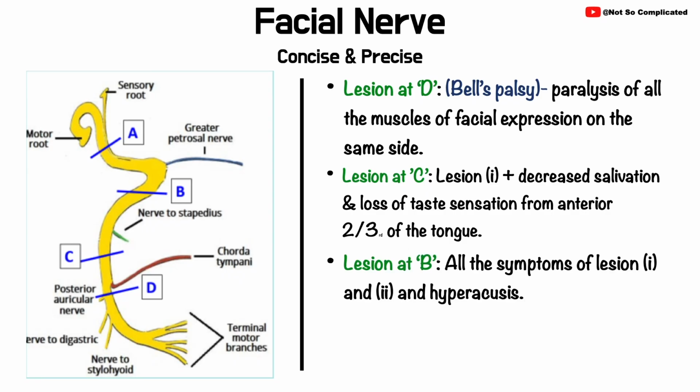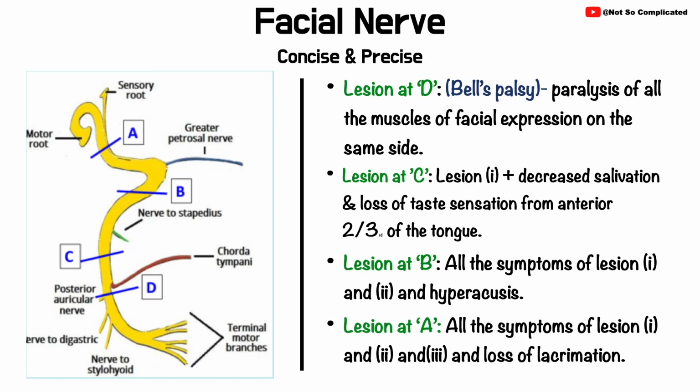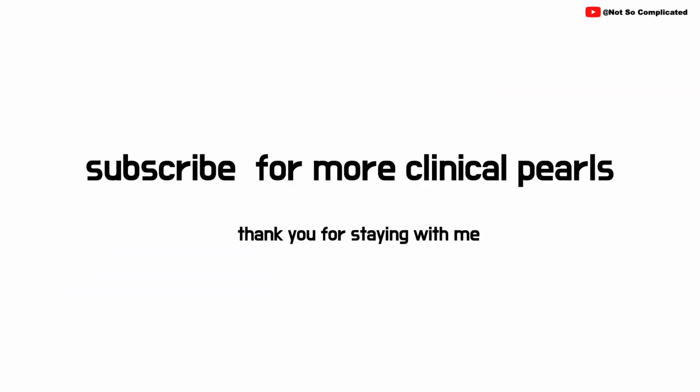And a lesion at B has all the symptoms in lesion I and lesion II that we have talked about, like D and C region, and hyperacusis is the addition in the lesion at B. And in the lesion at A, all the symptoms above, like the 3 symptoms, plus loss of lacrimation is present in the case of the lesion at A. So that is how you remember the lesions of the facial nerve. So that is all about the facial nerve.